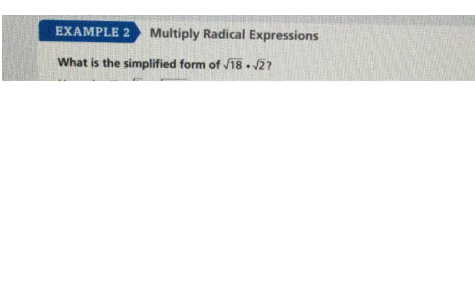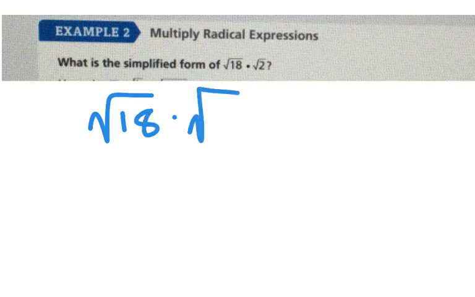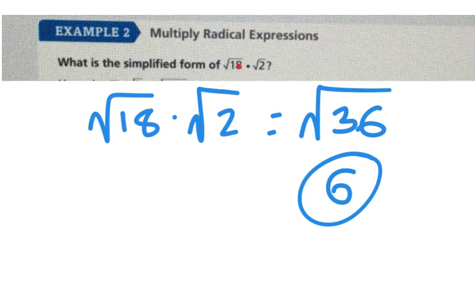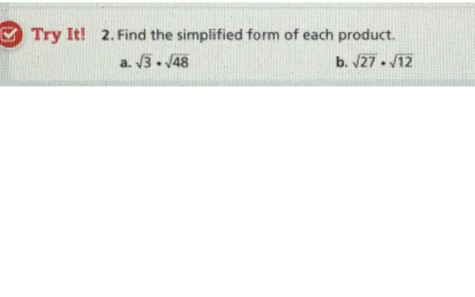So this is telling me to multiply the square root of 18 times the square root of 2. Notice how both of these have numbers that are already underneath the square root. So I can just multiply them together. So the square root of 18 times the square root of 2 is the same thing as the square root of 18 times 2, which is 36. And so then what number times itself is 36? 6. So we should just get a value of 6. Again, you could plug all this into your calculator, radical 18 times radical 2, and you should get the same thing, which is 6.